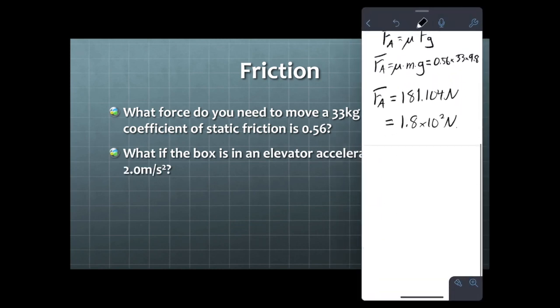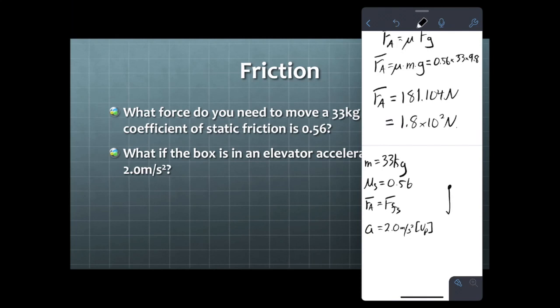Well, similar to above, we are going to start with what we know. We know our mass is still 33 kilograms. We know the coefficient is equal to 0.56. We also know we are just starting to move, so our applied force is equal to our force of friction. Here, however, we have an acceleration of 2.0 meters per second squared up. This will change our free body diagram.